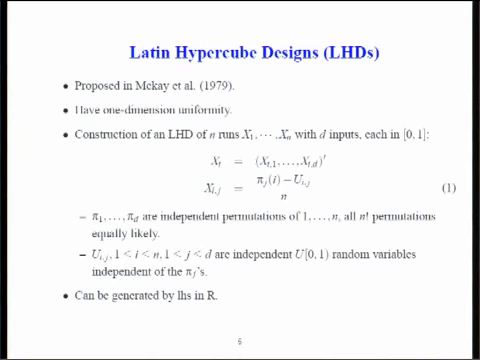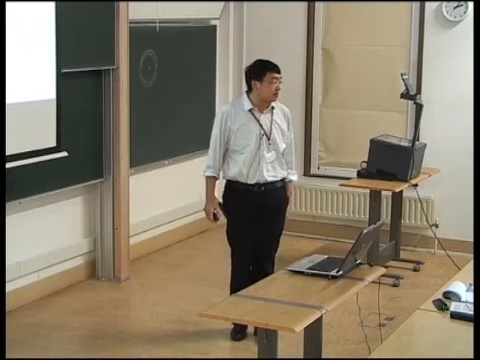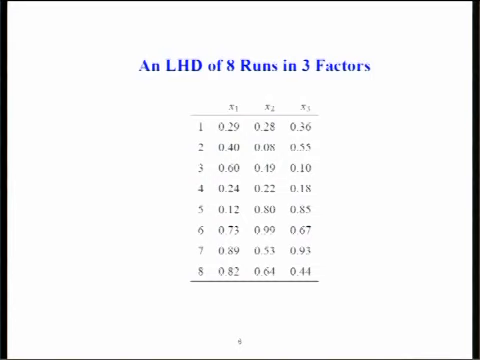I want to remind you, actually, Latin hypercube now can be generated in R in a very small package called LHS. It's a very handy one, often used. So let me give you one example of Latin hypercube. This is a Latin hypercube of 8 points, 3 factors. Basically, if you look at each one of them, each column, you have very good uniformity.